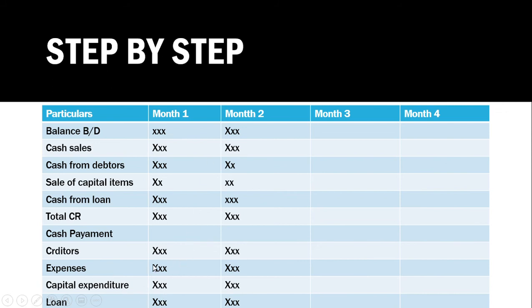And then you have taxation, you have dividends. So when you total this, you get the total cash payment. So total cash received minus total cash payment gives us the surplus or the deficits, which now you carry it forward. Now our forward is month 2. Same applies. You do the same all the way to the final month of your cash budget.